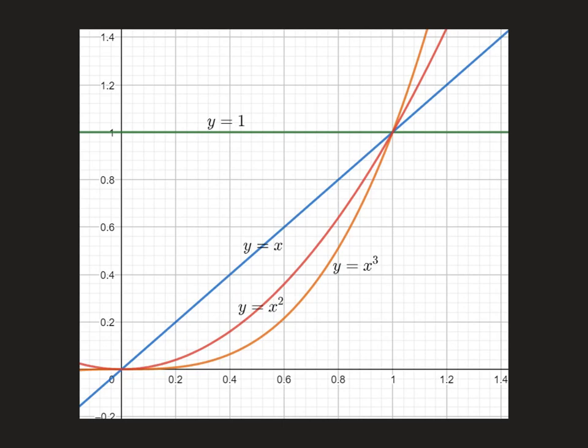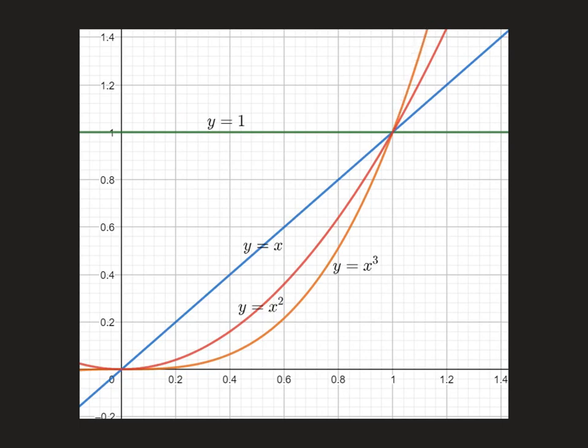So here we have graphs of 4 different functions. Here is the graph of y equals 1. Here's the graph of y equals x, the blue one. Here is the graph of y equals x squared, the red one. Here's the graph of y equals x cubed, I guess that's orange.